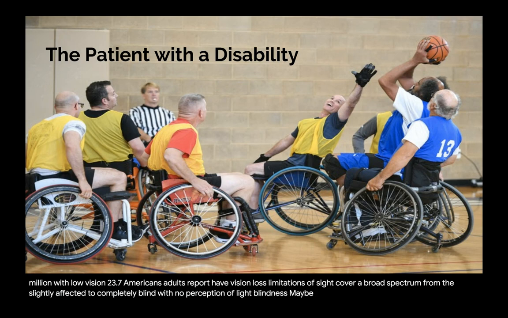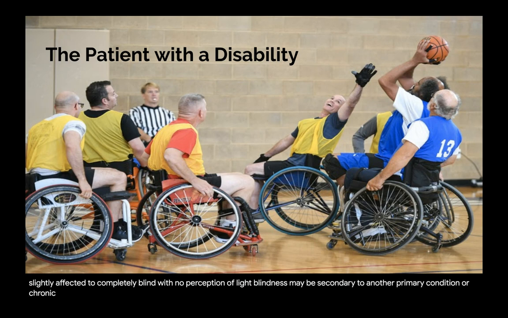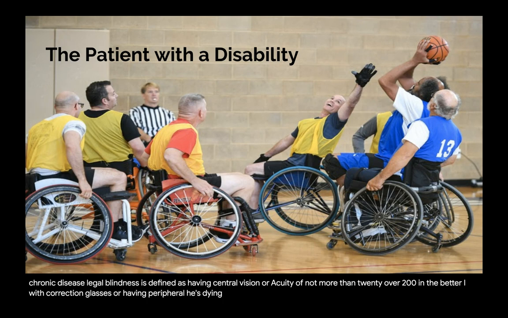Blindness may be secondary to another primary condition or chronic disease. Legal blindness is defined as having central vision or acuity of not more than 20/200 in the better eye with correction, glasses, or having peripheral field side vision of no more than 20 degrees diameter.